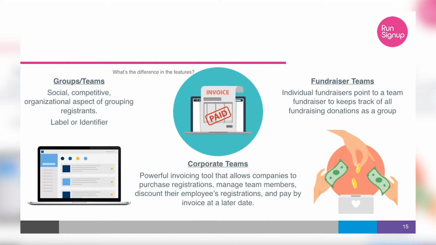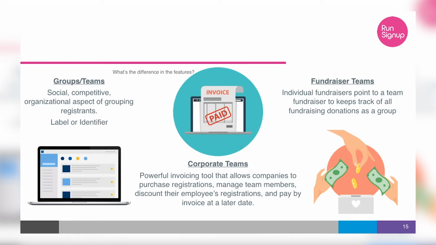So here's just a recap of the differences in the features. You've got your groups, teams, social, competitive, and then organizational, like a triathlon leg or specific points in your race. Fundraising takes all the individual fundraisers and points them all towards one large team. So if the whole front row here each has raised $500, then we have a $3,000 team fundraiser that we've reached, and you keep track of it in that manner.